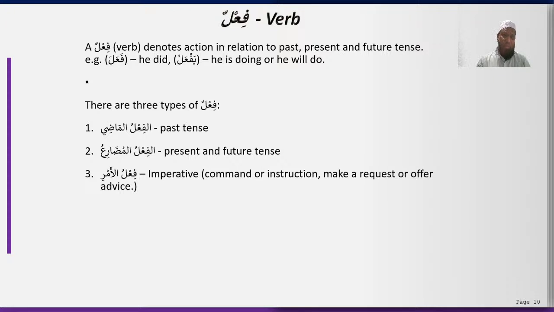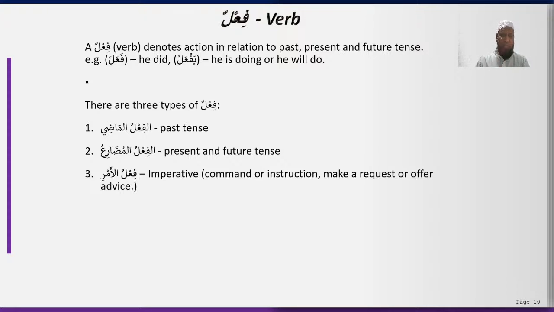Verb, we've learned what is verb. Verbs give the meaning of an action in relation to past, present and future tense. The three types of fi'l: الفعل الماضي past tense, الفعل المضارع present and future tense, فعل الأمر imperative or command verb.